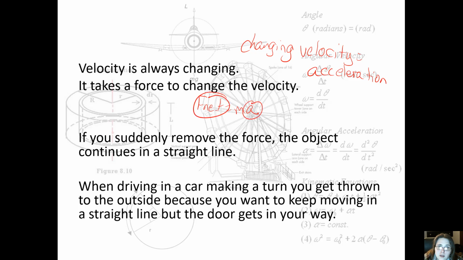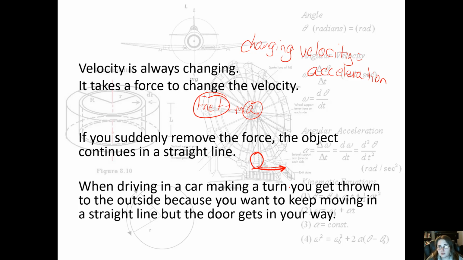So if you suddenly make the force go to 0, the object goes in a straight line. If you're going around your circle and you let go, it'll go straight off of that circle, tangent to the circle. So when driving in a car, when you make a turn, you get thrown to the outside because that's how you want to keep going. It's inertia. Your inertia is in motion and you want to keep going, but the door gets in the way.